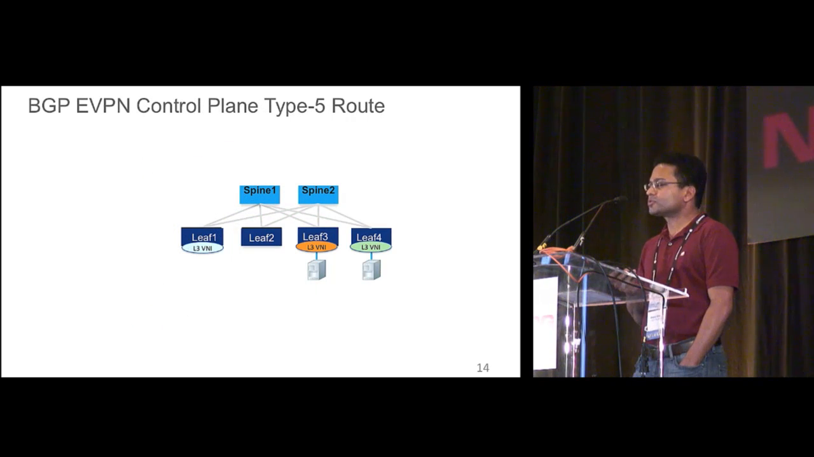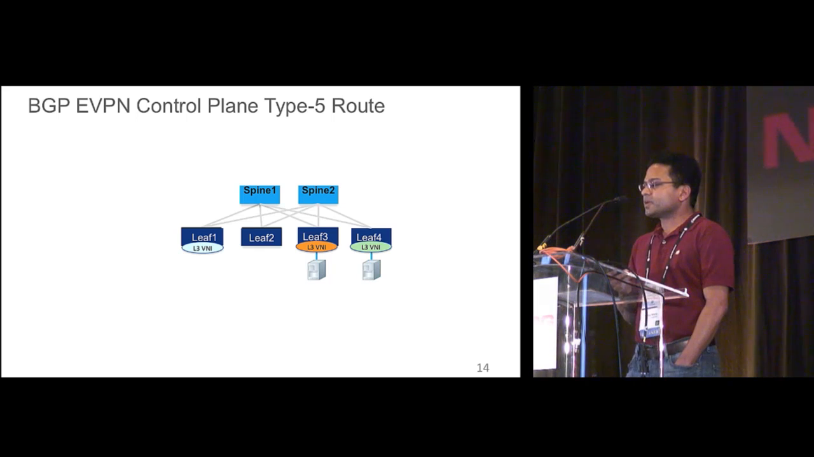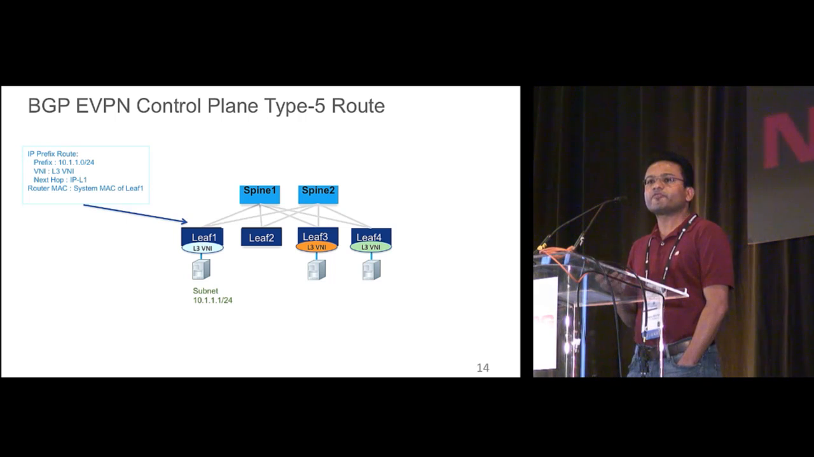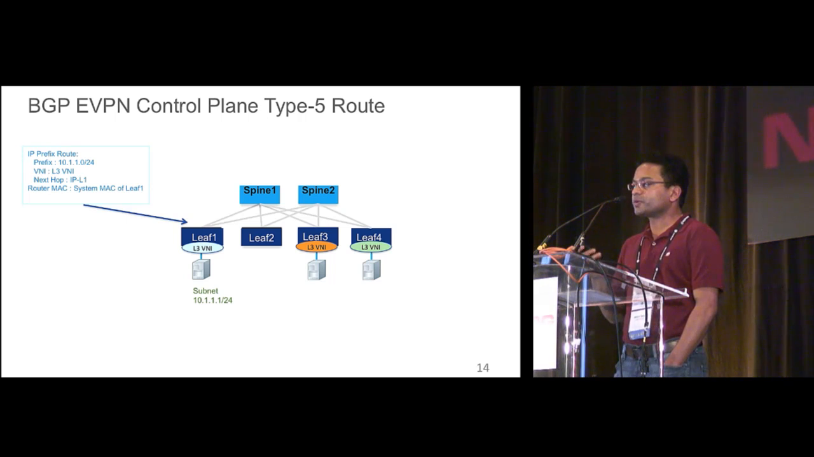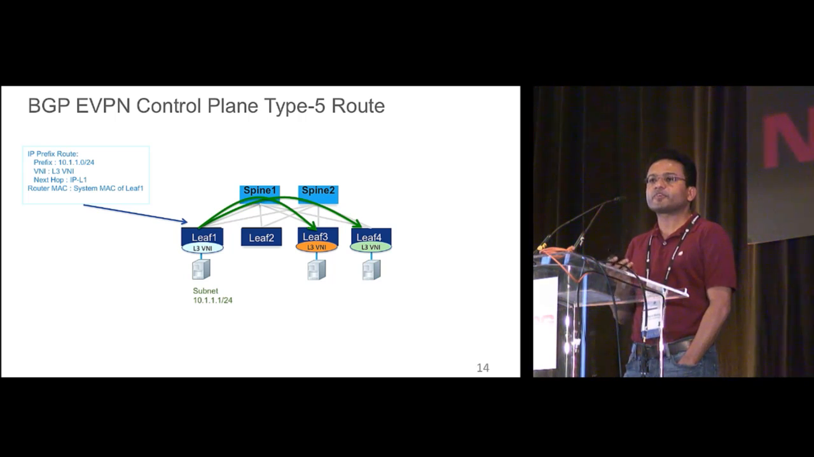Here's just an example. We have leaf 1, leaf 3, leaf 4. They have the same L3 VNIs, and the moment a subnet or a connected host is connected to the layer 3 VNI, it gets distributed into BGP. So BGP on leaf 1 will generate a type 5 route with the prefix 10.1.1.0/24 with an L3 VNI, the next hop pointing to leaf 1, and the router MAC also pointing to that of leaf 1's MAC. This route is advertised out to leaf 3 and leaf 4, because leaf 1, 3, and 4 are the ones which support the L3 gateway functionality.